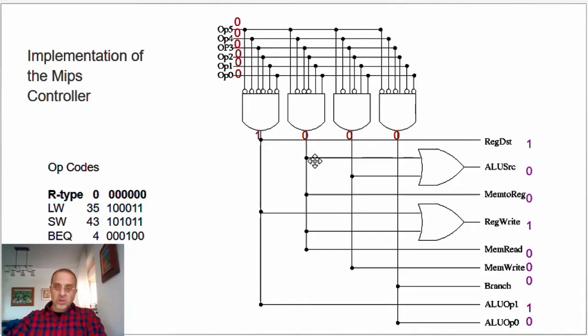This line is a 0, but it's going into an OR. So if there's a 1 on the next line, it'll be a 1, but it's not. They're both zeros, so 0 OR 0 is going to be 0. This line is straight, that line, so it's a 0.